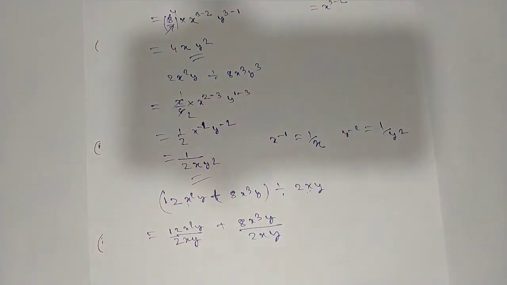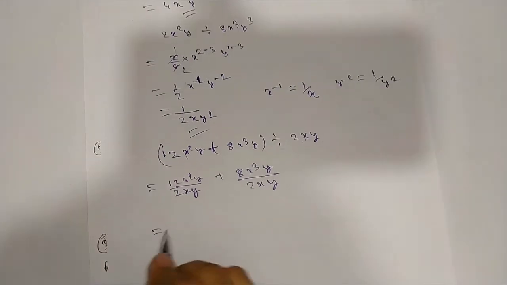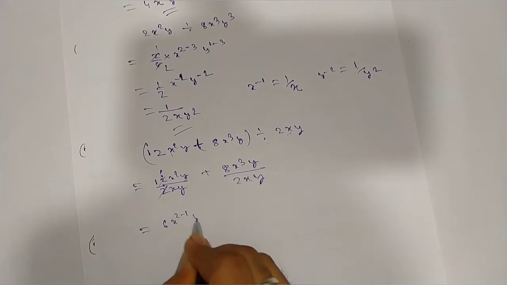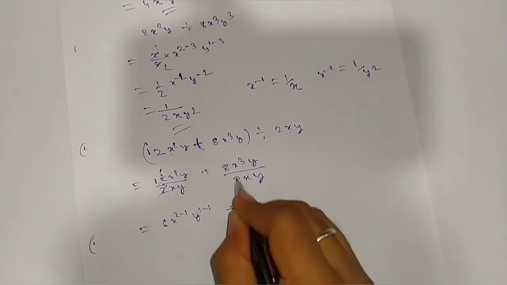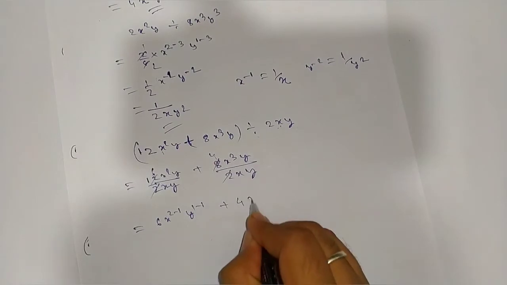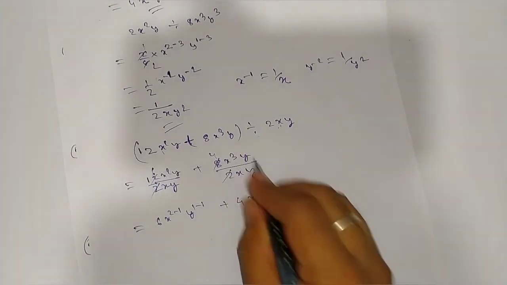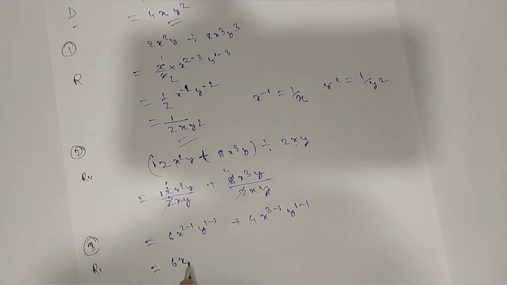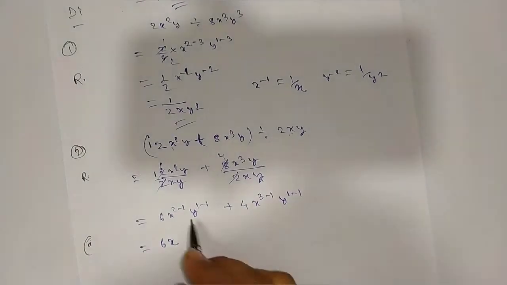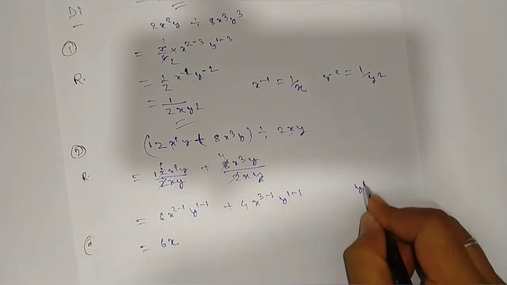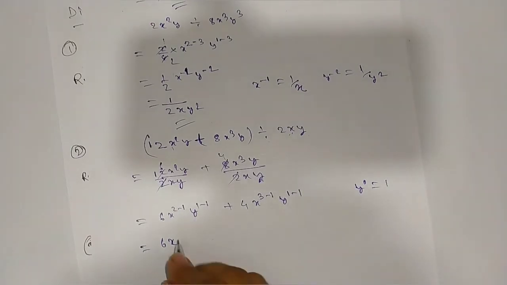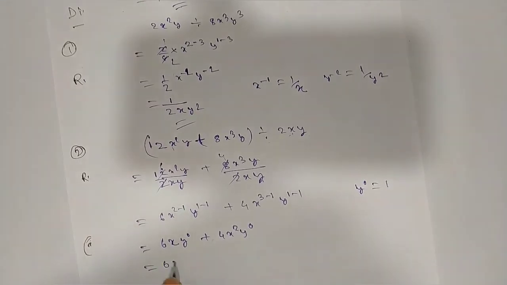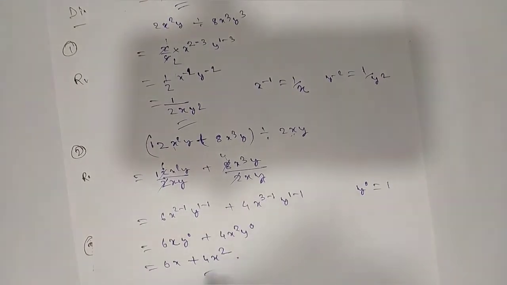After writing separately, 12 by 2 we get 6, and x to the power 2 minus 1 and y to the power 1 minus 1, plus 8 by 2 we get 4, so 4 x to the power 3 minus 1 and y to the power 1 minus 1. So here we get 6x to the power 1, as 2 minus 1 gives 1, and 1 minus 1 gives 0, and we know that y to the power 0 gives 1. So you can drop it. For the next step we proceed like this: 6x plus 4x square. This is your answer.